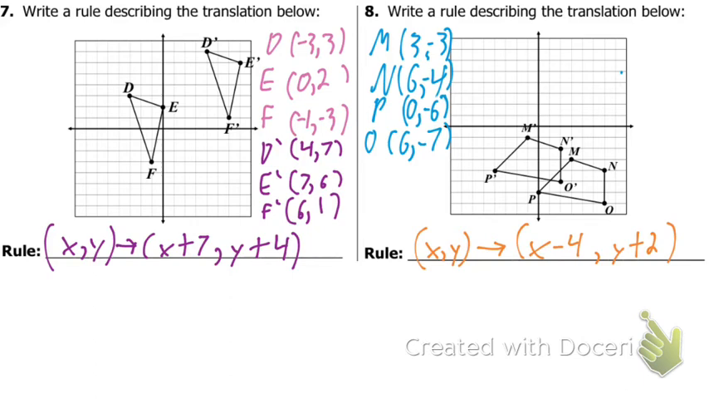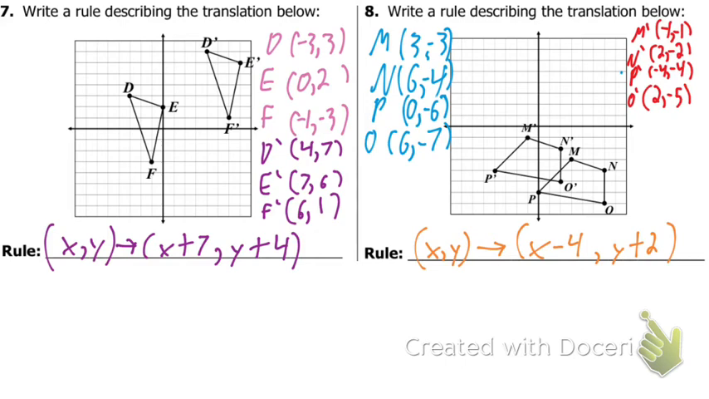Okay, so for our transformation, what would we say our new points are? So M prime, N prime, P prime, O prime. M is 2, -1. N prime is 2, -2. P prime is -4, -4. And O prime is 2, -5.